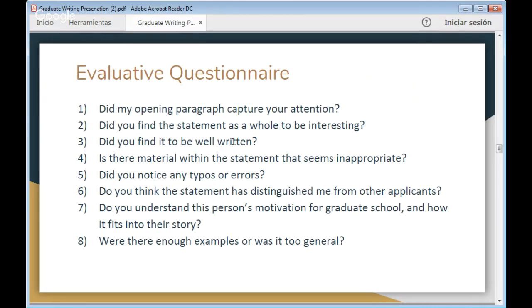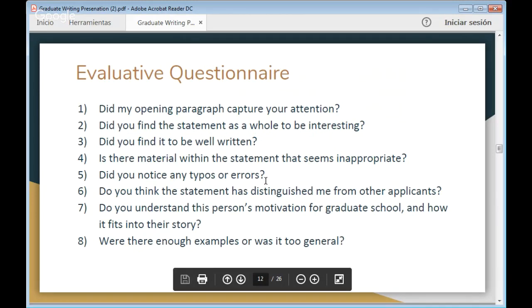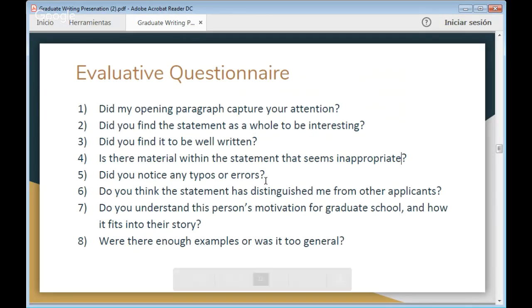Did you find it to be well written? Does it follow academic guidelines? Are there no contractions? Is it using academic language? Number 4, is there material within the statement that seems inappropriate? This goes back to the controversial topics, or maybe something that is just not very academic, not very professional. You want to make sure you don't include any of that within your essay. Did you notice any typos or errors? This goes back to maybe making a simple mistake, but you want to make sure in an academic paper that you're not including any of these. And this goes through making several drafts, editing it several times, and having someone else edit it.